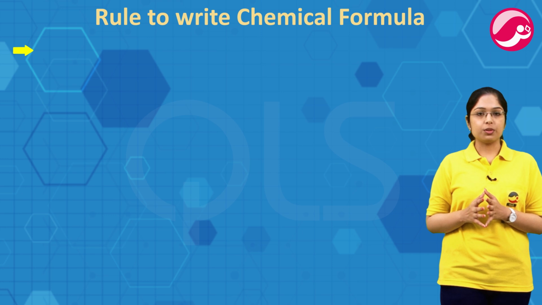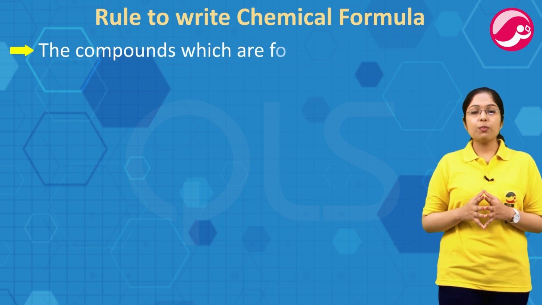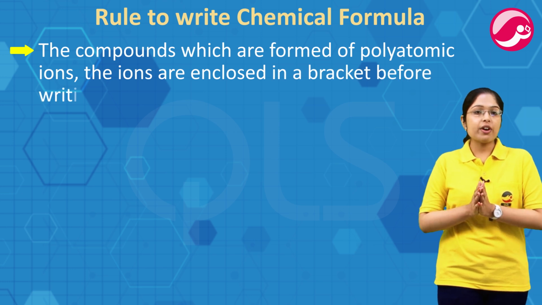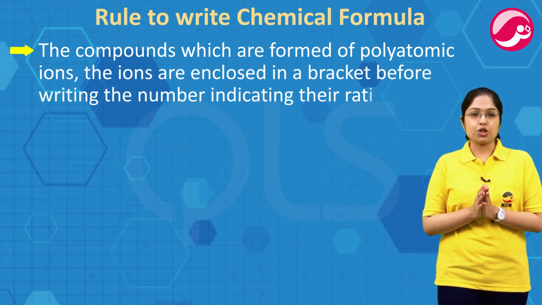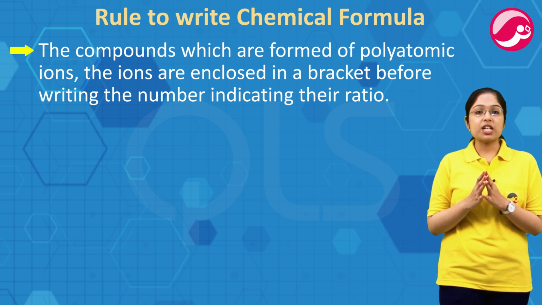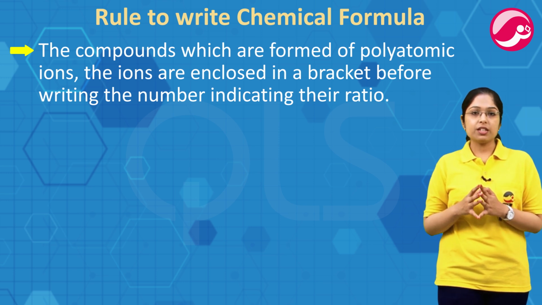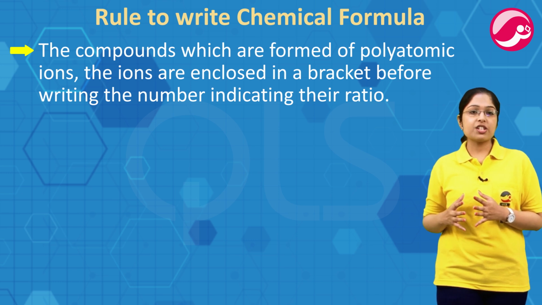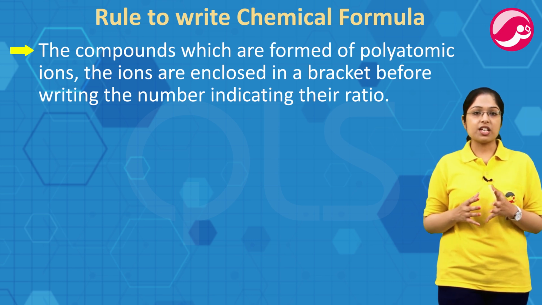Now, the third rule. The compounds which are formed of polyatomic ions, the ions are enclosed in a bracket before writing the number indicating their ratio. कुछ compounds ऐसे होते हैं जो charged particles से मिलके बनते हैं. Here the compound can be divided into two portions, a neutral or positively charged ion and a negatively charged ion.